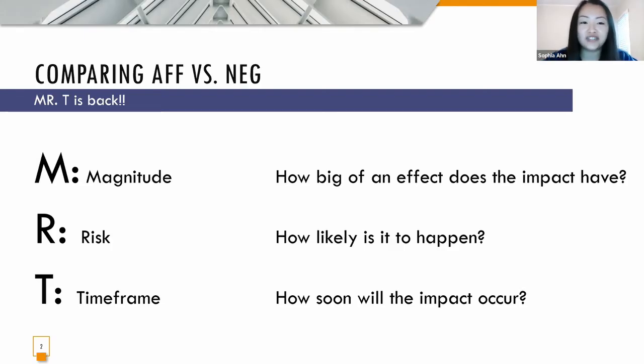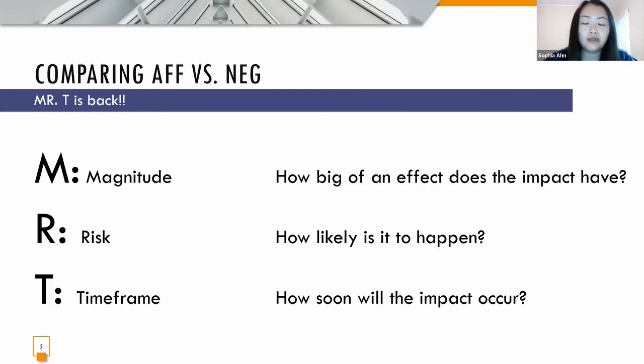And just as a review, it stands for magnitude, which is how big the impact affects people. The risk, which is how likely the impact is to happen. We can also call this probability. And then lastly, we have time frame. So that's how soon you think the impact will occur. And a lot of times you can weigh this with both of the impacts on the affirmative and then the impact of the negative, which is typically the disadvantage.